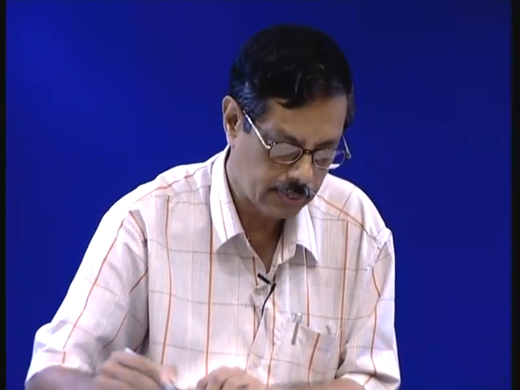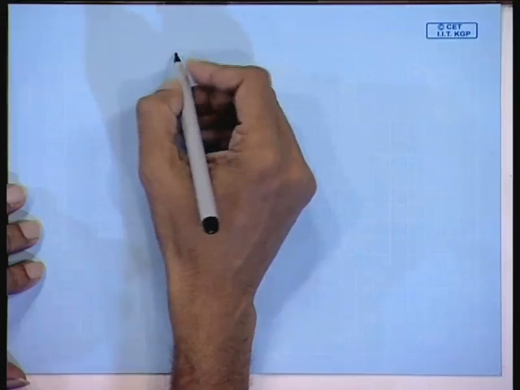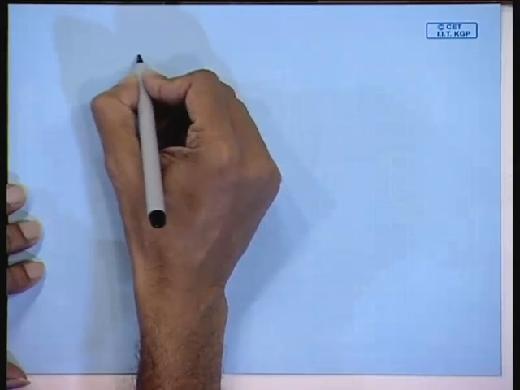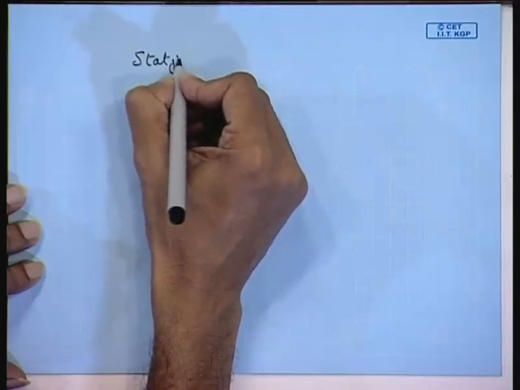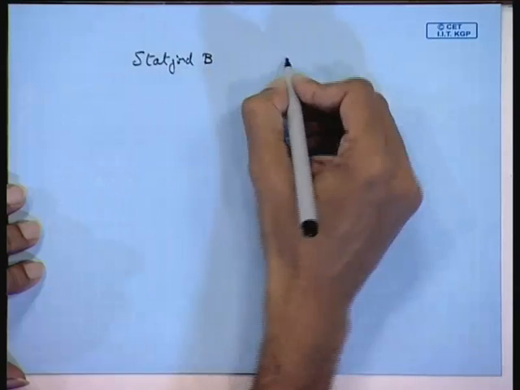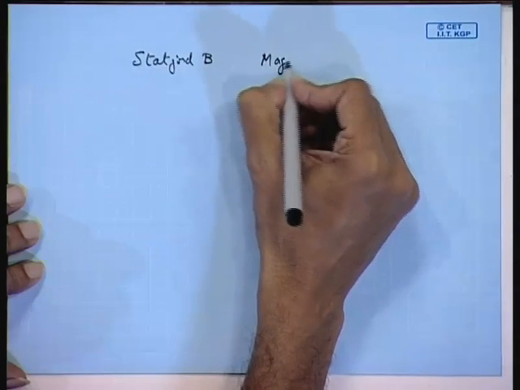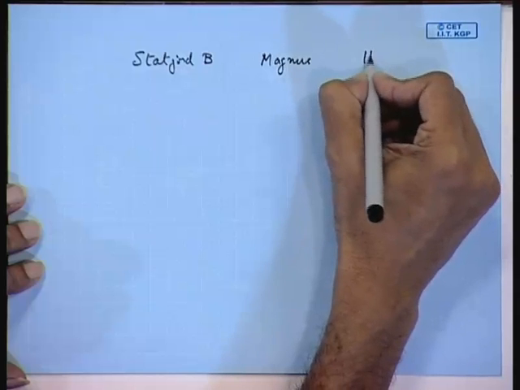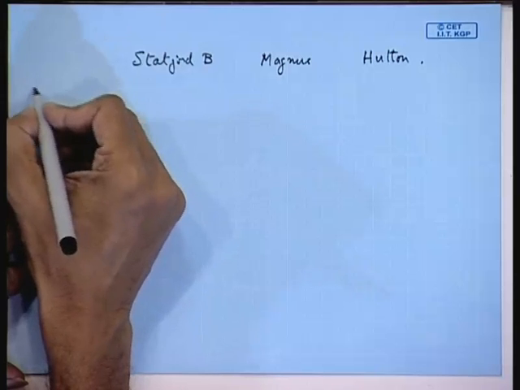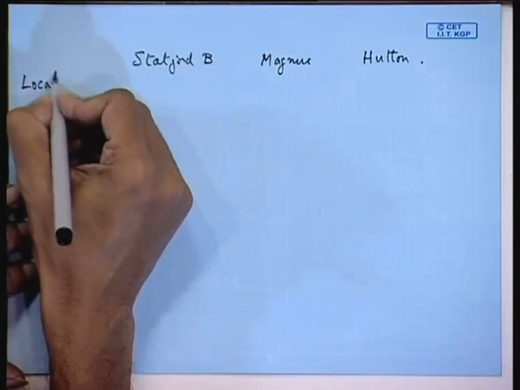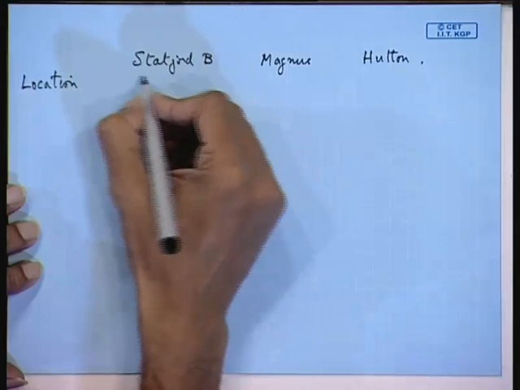Now, the other point. I will give you a brief description of the three types of platform. All three are located in the Norwegian sector of the North Sea. So, this is your Statfjord B, this is Magnus, and the other is the Hutton TLP. So, location, all are located in the North Sea.